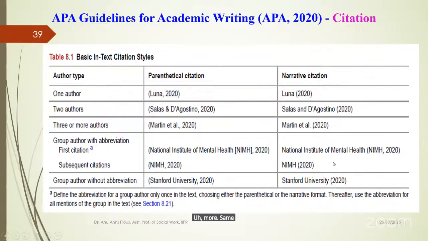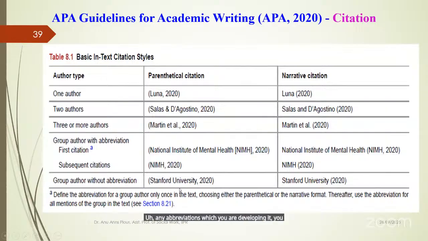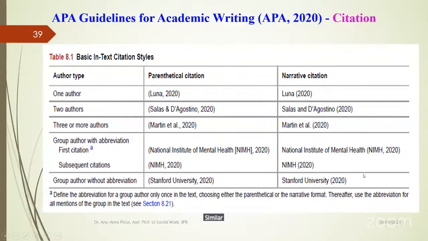Same thing is applicable for narrative citations. In the first citation, the expanded form should be outside, and inside the parenthesis you can give the abbreviated form and year of publication. But in the case of a group author without an abbreviation, for example, Stanford University, that university doesn't have an abbreviated form. They use the complete term as it is. In that case, you can't give any abbreviation you develop yourself. You have to completely give Stanford University, comma, year of publication. Then follow a similar way for narrative citation also.